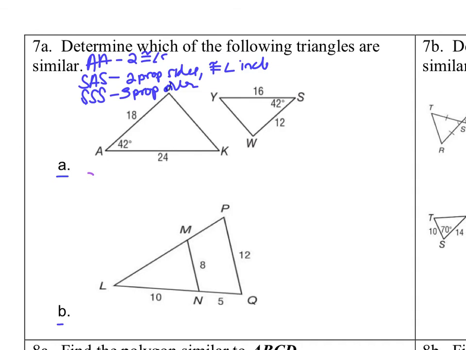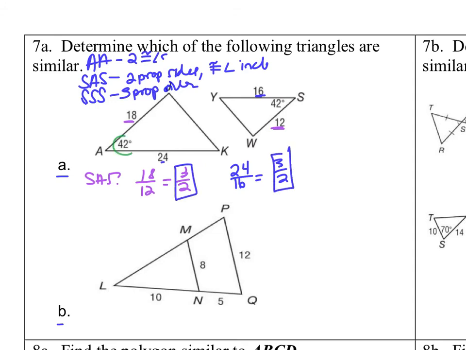Okay, so if I have side, angle, side, I need to know that my sides are proportional. So we can say 18 over 12 equals, all right, when we reduce that, we have 3 halves. Okay, and then comparing our other sides, 24 and 16, we also have a ratio of 3 halves. So since our 2 ratios are 3 halves and our angles that are included are congruent, A is similar. The triangles are similar.